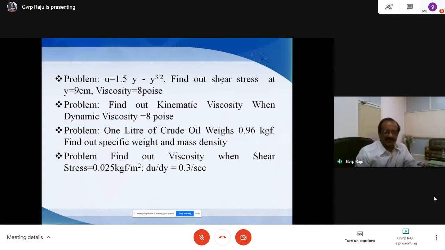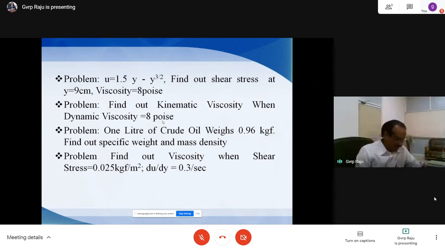So now we have kinematic viscosity is equal to mu by rho. First convert the dynamic viscosity into the MKS system. So that is 8 by 98.1, and 8 by 98.1 is 0.0815 kg force seconds by meter square. And the mass density in the MKS system is 102 metric slugs per meter cube.